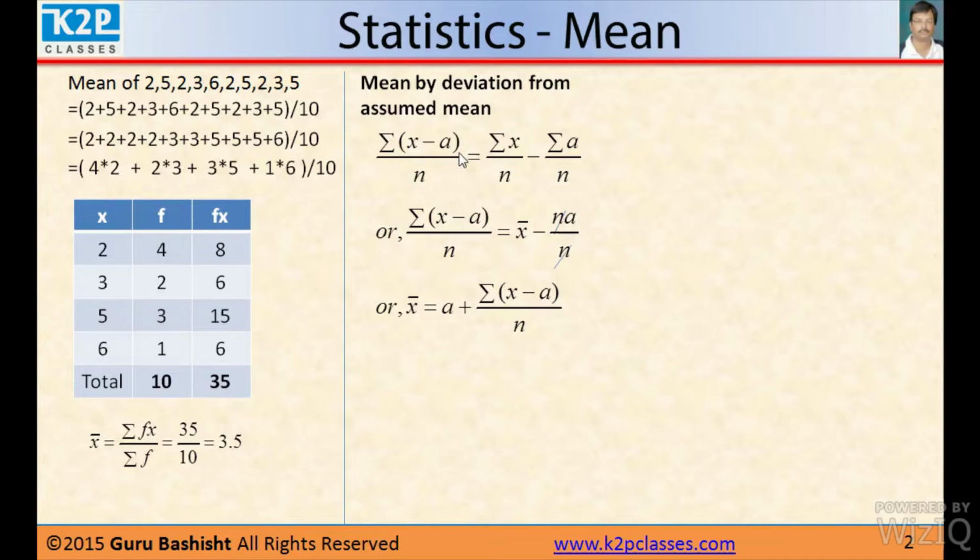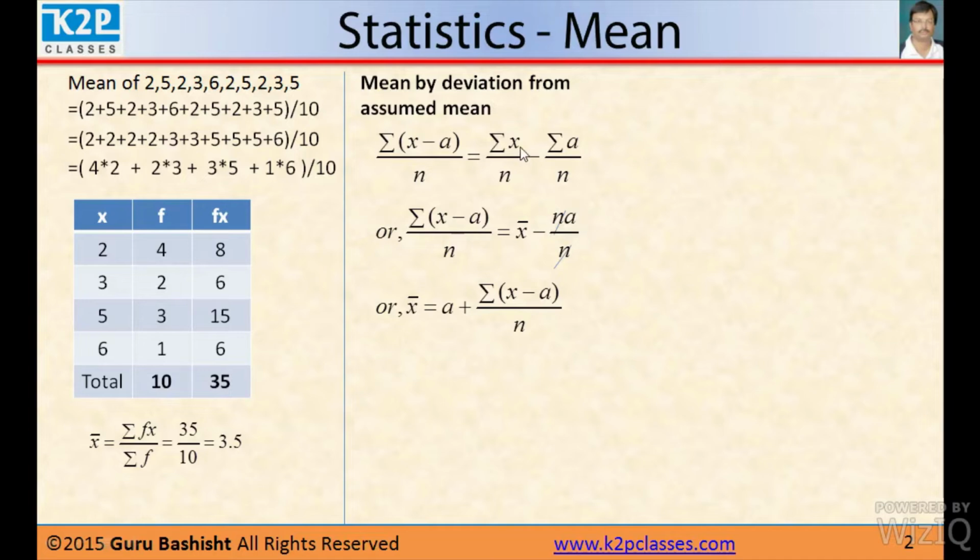That is the mean of the deviation, equal to sigma x by n minus sigma a by n. A is a constant. So if you add one particular constant n times, it will become n into a. Like 2 plus 2 plus 2 plus 2, 4 times. If you add 2, it becomes 4 into 2. That is why sigma a, since a is a constant, becomes n into a.